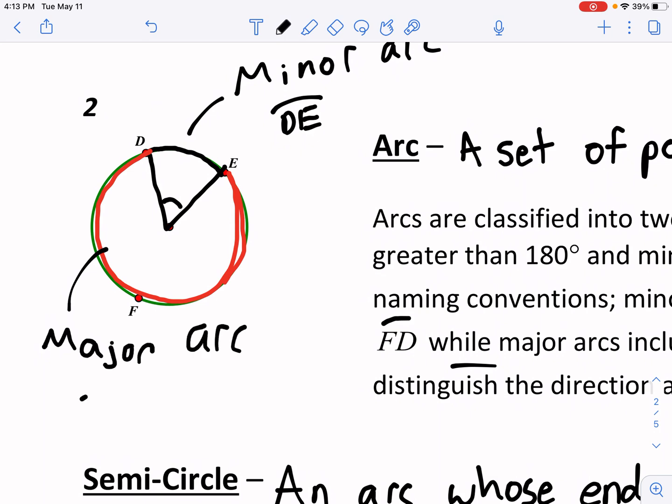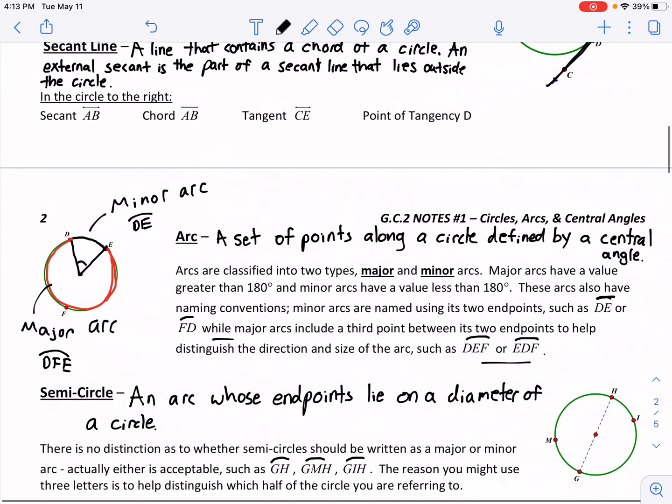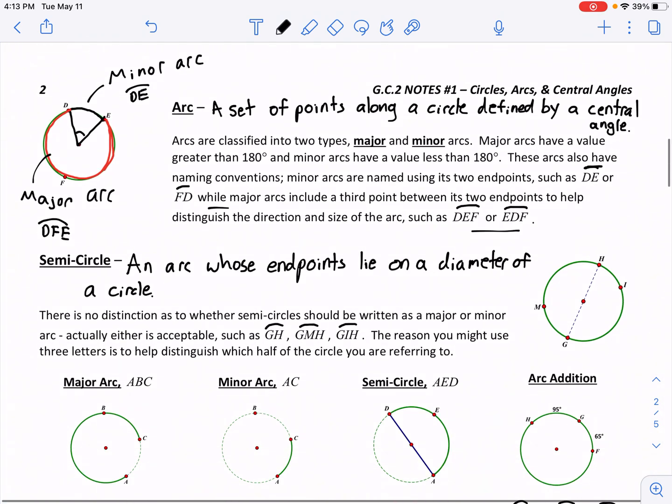Okay, and we could call this arc DFE. DFE gives you a sense of direction, just like when we talk about an angle. We're going from point D to F to E, so we're talking about that large arc there. So that's dealing with different types of arcs, a minor arc and a major arc.